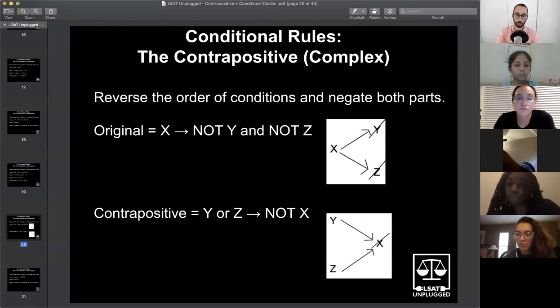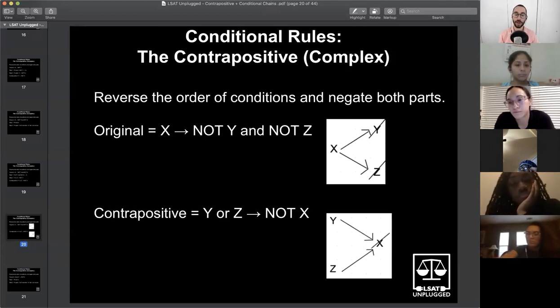So this is the original rule again, and its contrapositive. This is a clean type of rule, simple to diagram. And the funny thing is that you could actually break it apart into two separate rules, diagrammed separately if you wanted to. You could simply say X arrow, not Y. Also, separate line, X arrow, not Z. Then contrapositive, Y requires not X. Separately, Z requires not X.